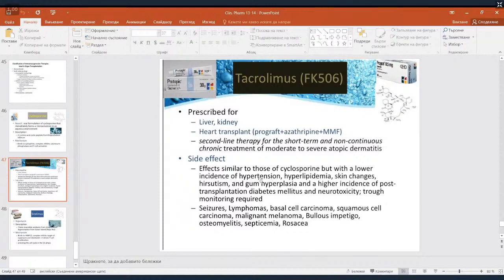And adverse reactions can include hypertension, hyperlipidemia, skin changes, hirsutism, gum hyperplasia, nephro and neurotoxicity. And because it's also an immunosuppressive drug, of course, it is related to the immune system, and there may be more lymphomas and more tumors as a whole because they decrease the immune system, and some cancer cells can escape the immune system and cause cancer in patients who are getting immunosuppressive drugs in the long term.